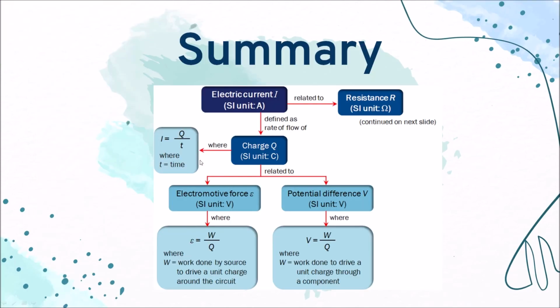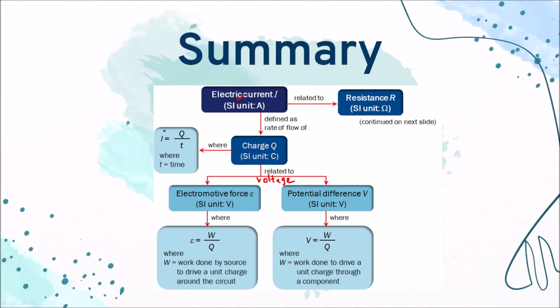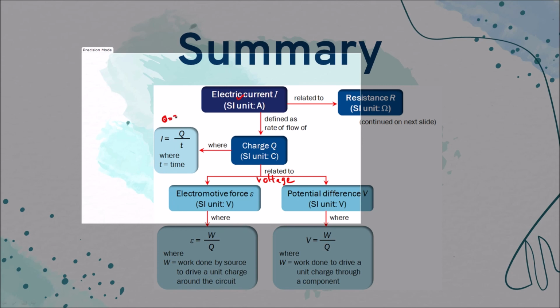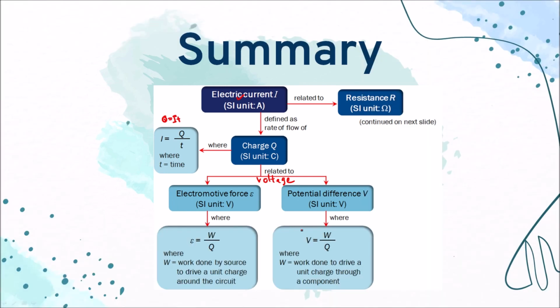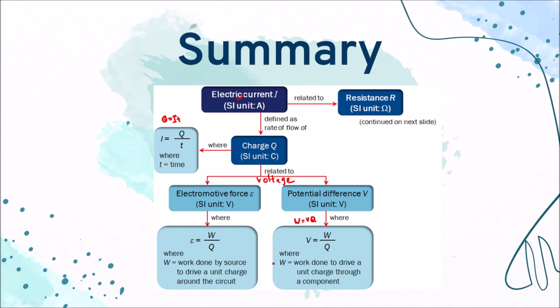So just to sum up, we talked about current, we talked about potential difference and EMF, which is the voltage. So this is the voltage, and we have current, and voltage, and then we have resistance. The first formula that we looked at is Q equals IT. The second formula is W equals VQ. We can ignore this formula, which is the EMF, because they are the same thing.